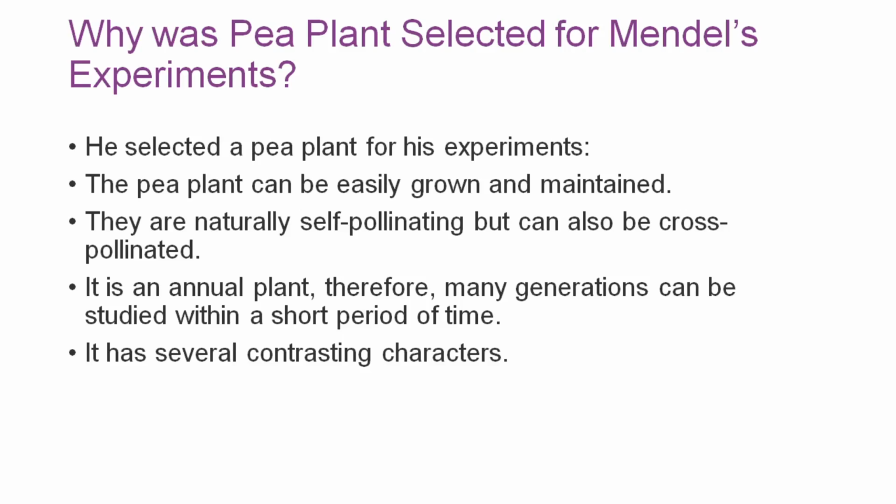If we want to do cross pollination techniques, we can also do cross pollination. It's an annual plant. That means its lifespan is completed in only 1 year. Therefore, many generations can be studied within a short period of time.